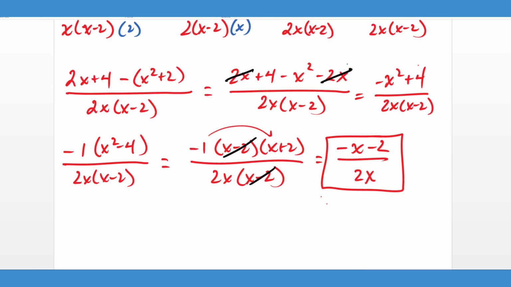Now, we need to state our excluded values. Clearly, x cannot equal 0 here. But if you go back up to the original rational expressions, we had x minus 2 in the denominator. So x can also not equal 2. So our restricted values are 0 and 2 in this case.